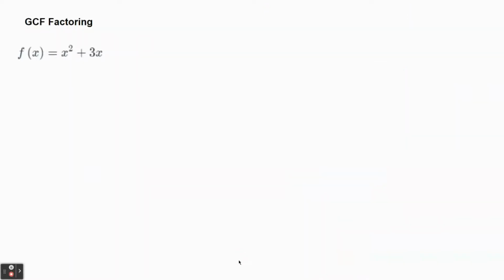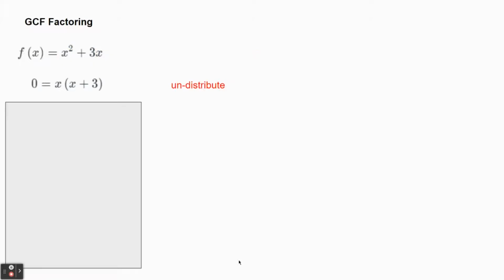So the first thing I want to look at is something called greatest common factor factoring, or GCF factoring. What do these two terms have in common? And it's kind of obvious. We can undistribute the x. So we undistribute that x to the 1 power. We get x times the quantity of x plus 3.